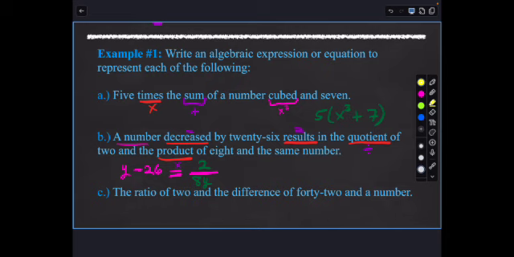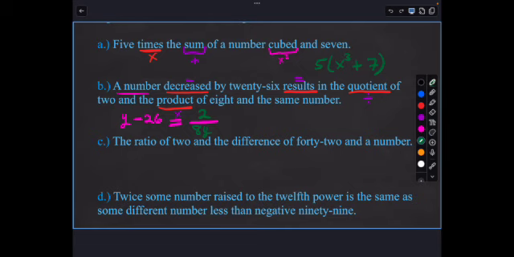So let me just highlight. The highlight is not going to go through very clear. Let's see if we can get a different one. Nope, that's not going to work. So that is the result: a number minus 26, decreased by, is equal, results in a division, a quotient of 2 and the product of 8 and y, or that same number.